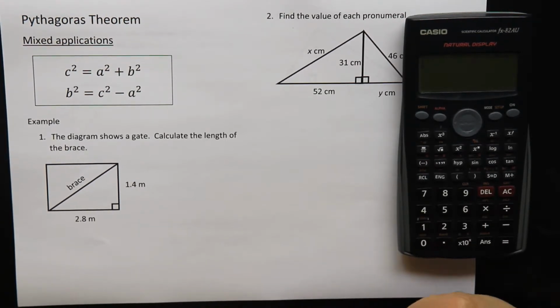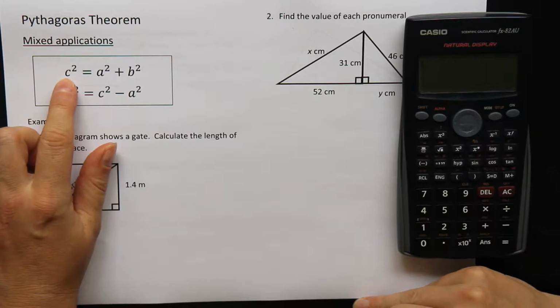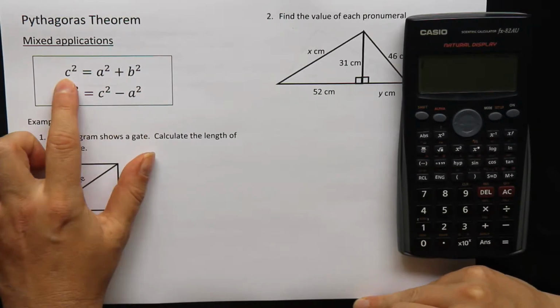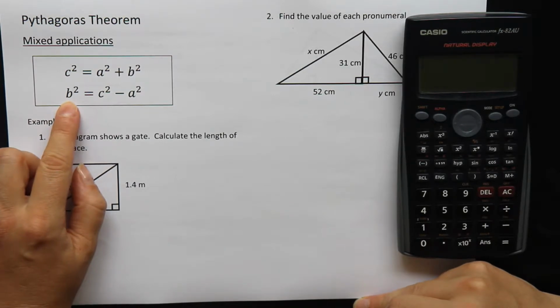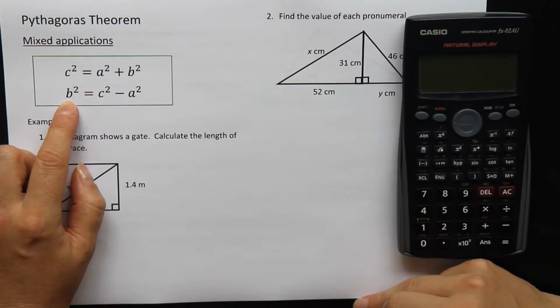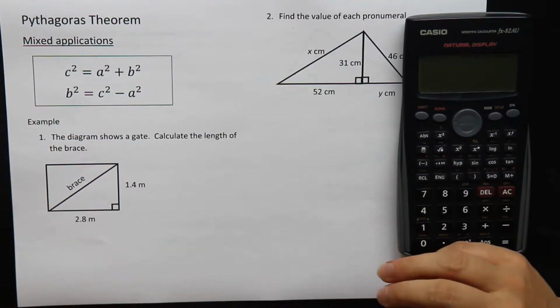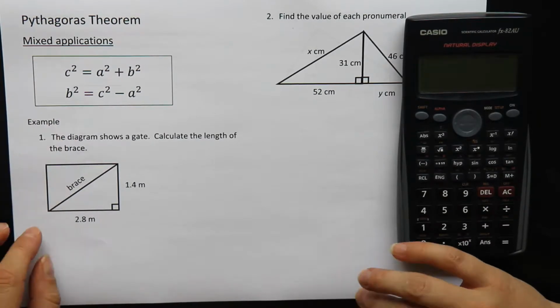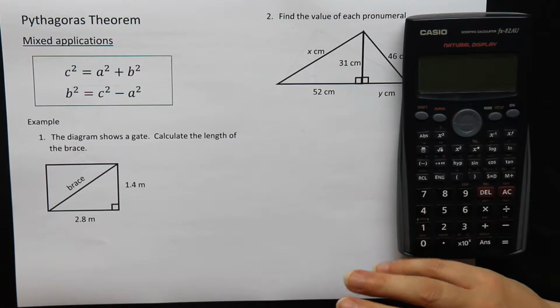Today we're doing some Pythagoras Theorem, and hopefully you have watched my last couple of videos on Pythagoras Theorem. We have looked at how to use Pythagoras Theorem to find the longer side, and then we looked at how to use it to find a shorter side. Today we are doing some mixed applications, meaning that we're going to be doing a bit of each of these formulas, and they're also going to be a little bit unusual in the questions.